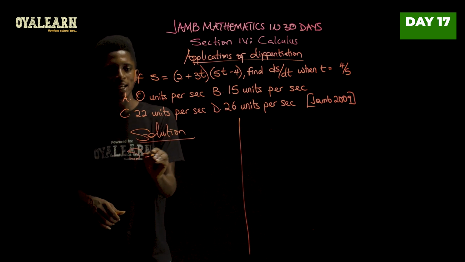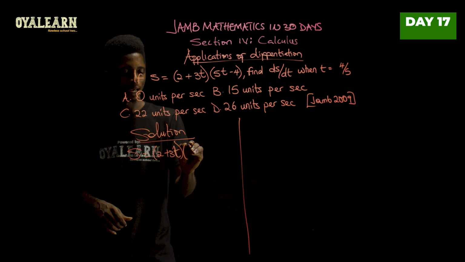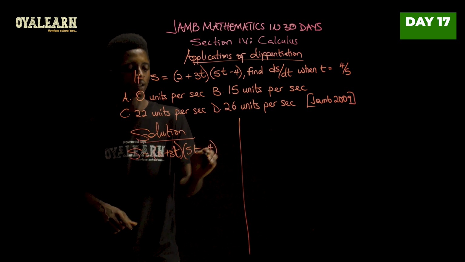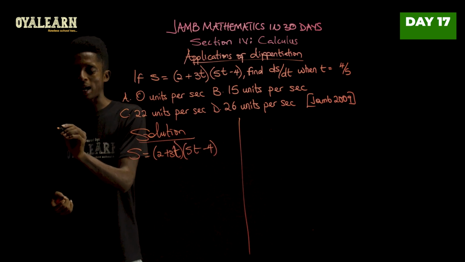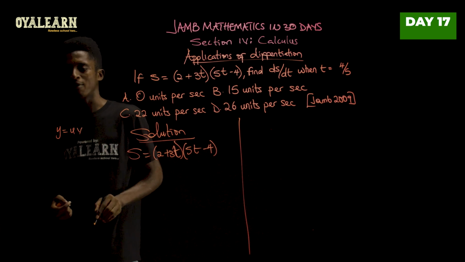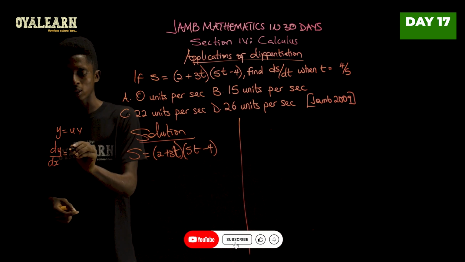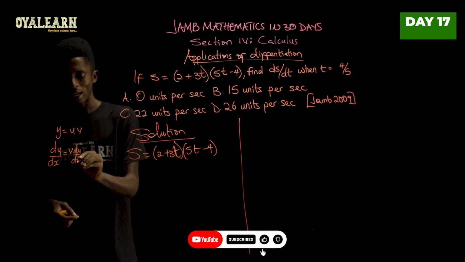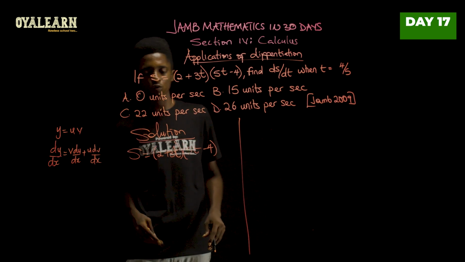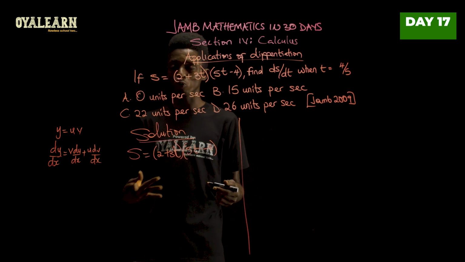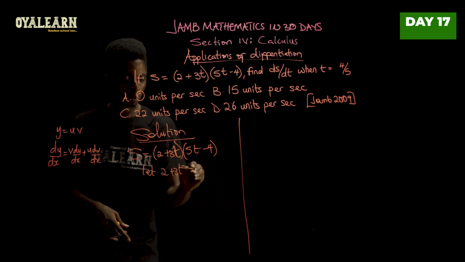Now we see that function s equals 2 plus 3t in one bracket multiplied by 5t minus 4 in another bracket. This is a case of the product rule in differentiation, such that when you have y equals u multiplied by v, we then say dy/dx equals v du/dx plus u dv/dx. So to apply this rule, we're going to first start by taking each of them as u and v. So we say let 2 plus 3t equal u.